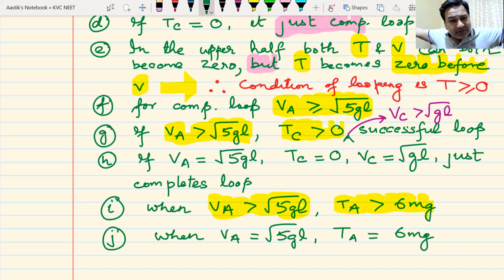If the speed is more than root 5 GL, no worry, my dear friends, it will complete the loop easily. Tension never becomes 0 anywhere, because the only point where tension is in danger of becoming 0 is the higher points. If it does not become 0 at the highest point, it never becomes 0 anymore.